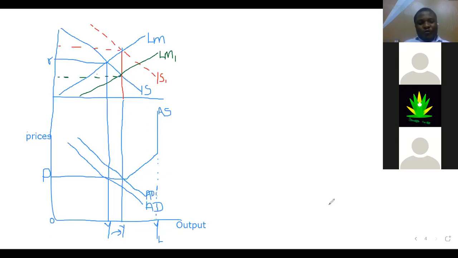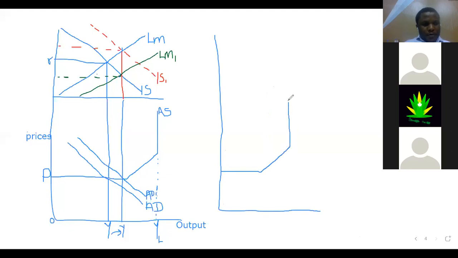Okay. Now, let's repeat this particular analysis, all right? You repeat this. You have your IS. You have your LM. Please, in the exam, make sure you label your graph. Don't go and draw a line and say I did not label it, it is zero. I'm begging you. You see the way I take my time to label the graph.